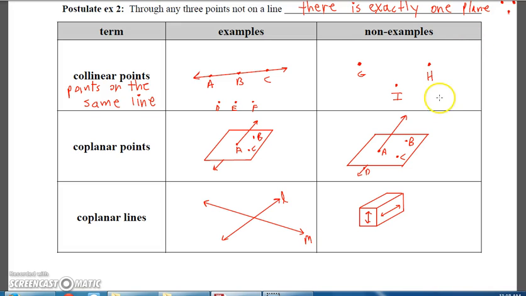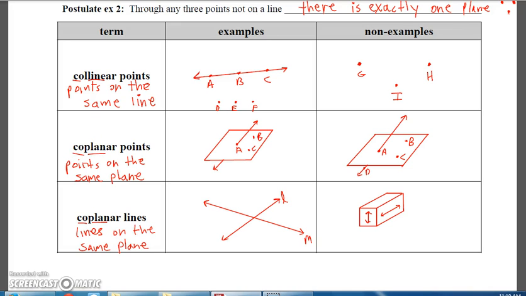Here's something that's a non-example. Points G, I, and H are not collinear because I couldn't draw just one line that hits all 3. So, look, collinear points are on the same line. Coplanar points are points that are on the same plane.